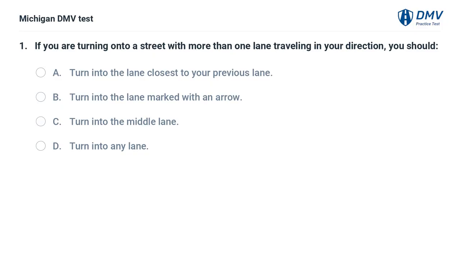If you are turning onto a street with more than one lane traveling in your direction, you should: A. Turn into the lane closest to your previous lane. B. Turn into the lane marked with an arrow. C. Turn into the middle lane. D. Turn into any lane.